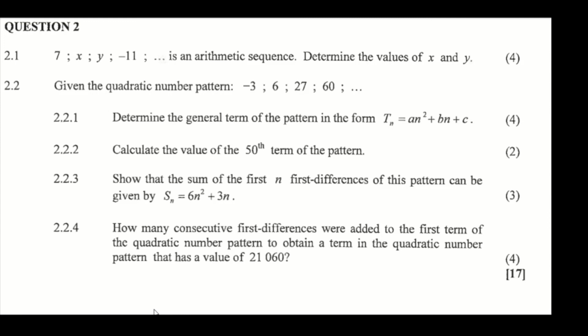Now we're going to do question 2. 2.1 says that we are given a sequence of 7x, y, minus 11, which is said to be an arithmetic sequence. So we are asked to determine the value of x and y.